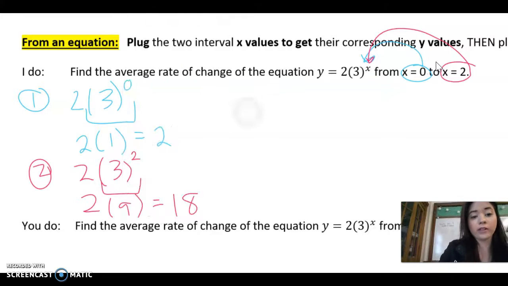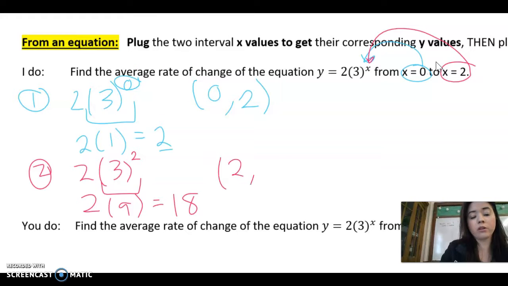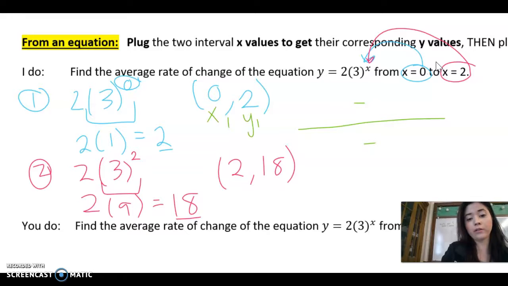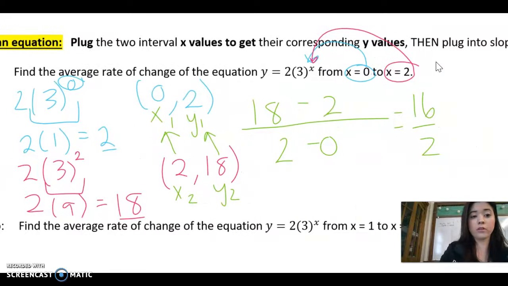So now we have our 2 points. My first point was when x is 0, I get out a 2. And my second point was when x is 2, we get out an 18. We'll plug them in. x1, y1, x2, y2. So y2 minus y1, x2 minus x1. And we get 16 over 2, which equals 8.